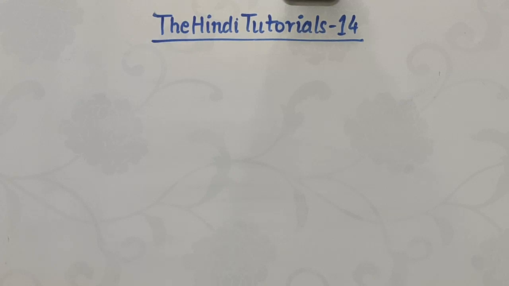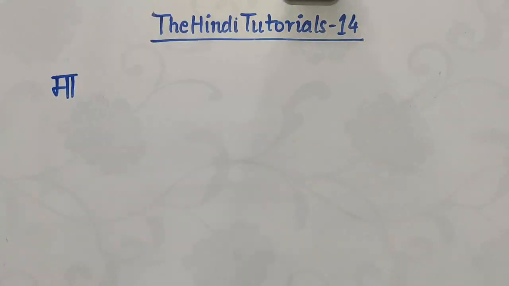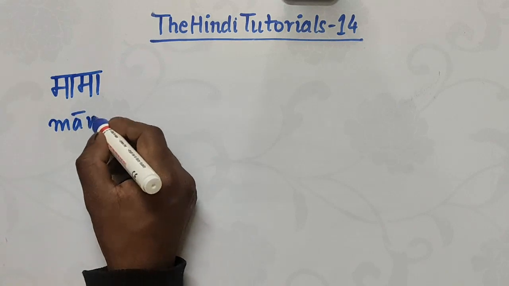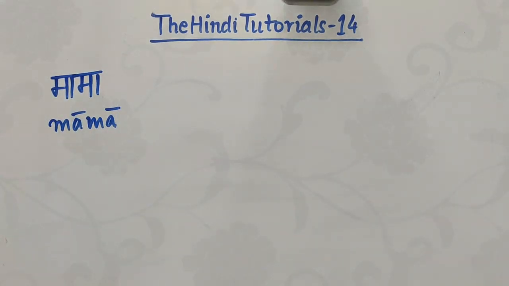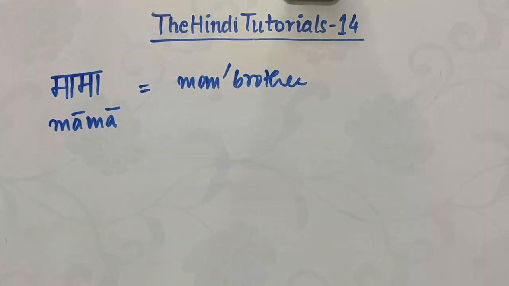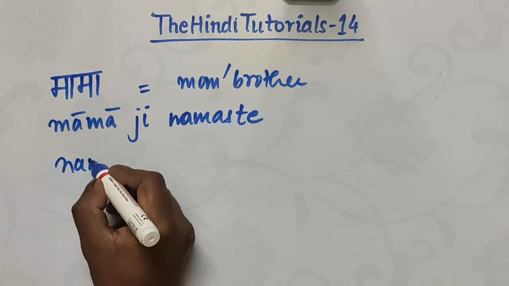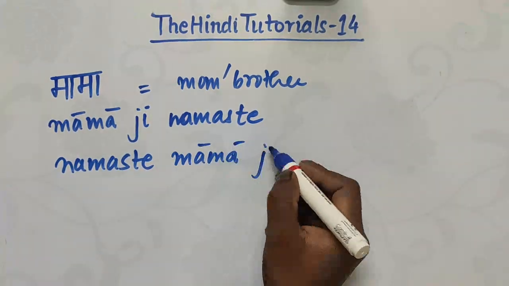We can make more words in the similar way. This is Ma, Maa, Mama, which means mom's brother. To show more respect, we address as Mama Ji. And when my mom's brother visits me, I greet him by saying Mama Ji Namaste or Namaste Mama Ji. ठीक है?